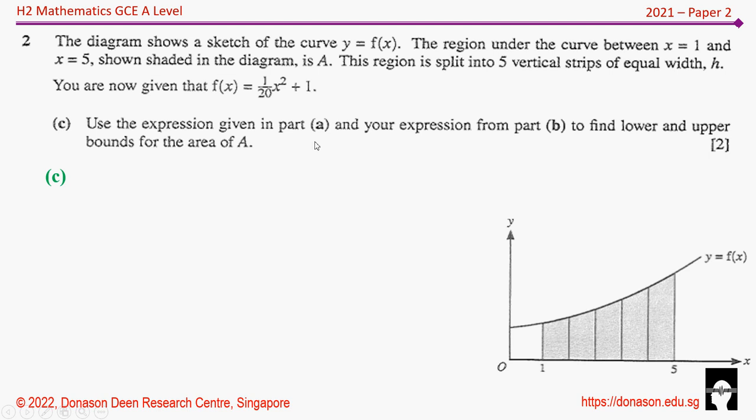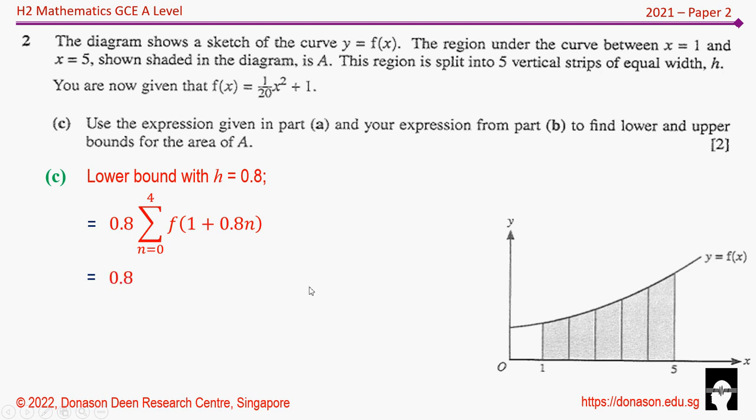Use the expression given in part A and your expression from part B to find the lower and upper bounds for the area of A. So we actually did one underestimation as well as one overestimation. The lower bound with h equals 0.8 was this. I've just replaced the h with 0.8. So we get the sum of f(1 + 0.8n), because my h is 0.8, and we took n from 0 to 4, if you recall, right, and multiply that by 0.8, right? So this is the lower bound.